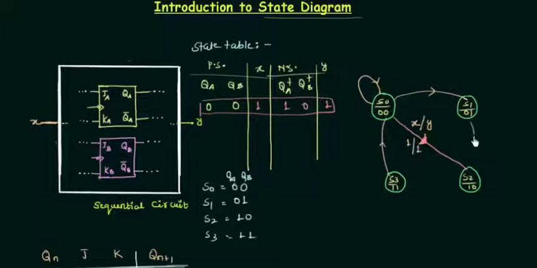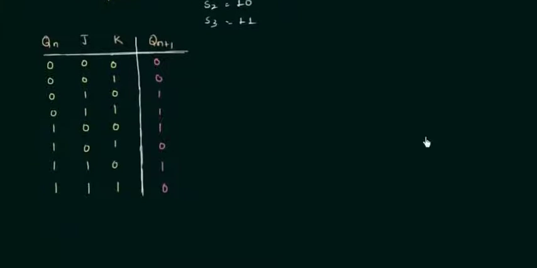It may be anything depending upon the logic given here. So this is a simple state diagram, and in this presentation I am going to make the state diagram for JK flip-flop. This is the characteristic table for JK flip-flop, and I can use this characteristic table as my state table because there is no external input like X and output like Y. We are just having a flip-flop that is JK.